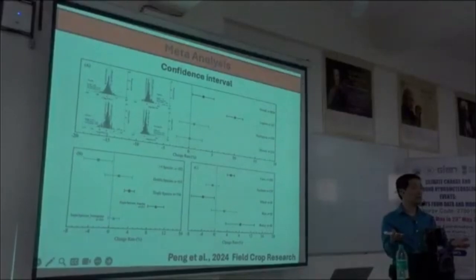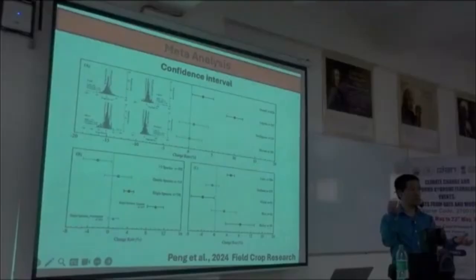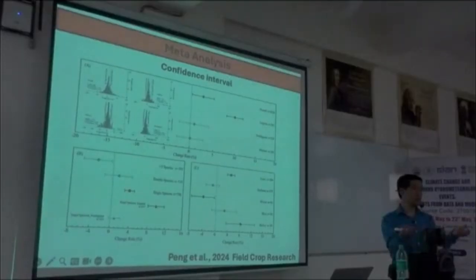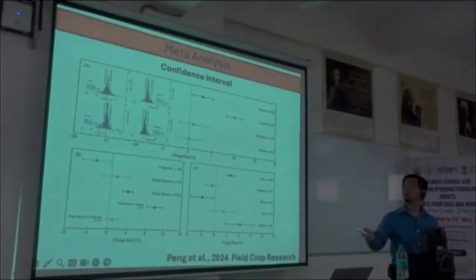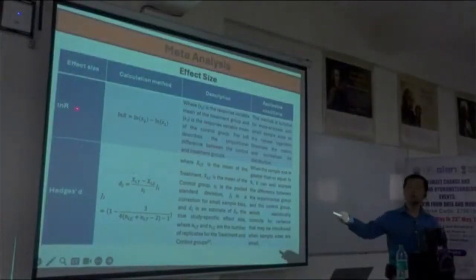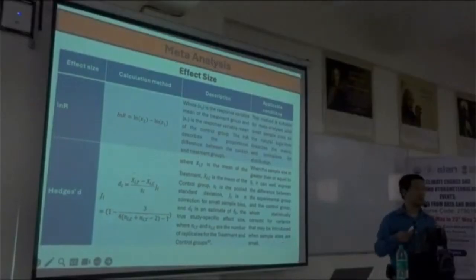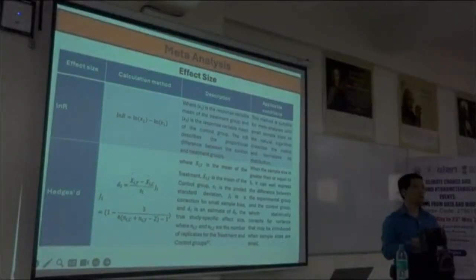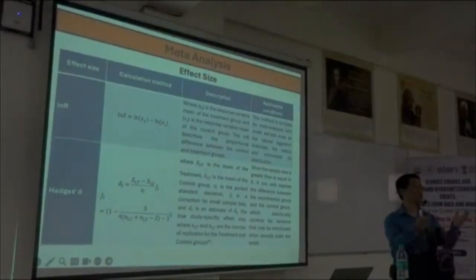And then if you look at the yield, you really just look at the yield under normal condition, under drought condition, and then you take the ratio. So that will be the response ratio. You take the log of that ratio. That will be your effect size. So yeah, really the control and the treatment, it depends on what you try to study, right?